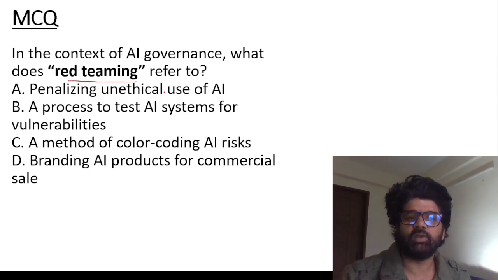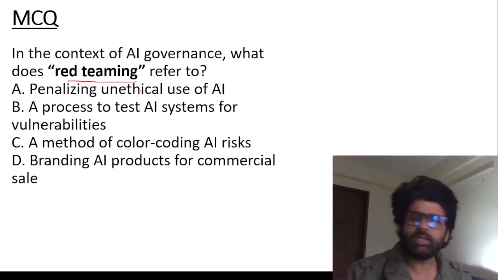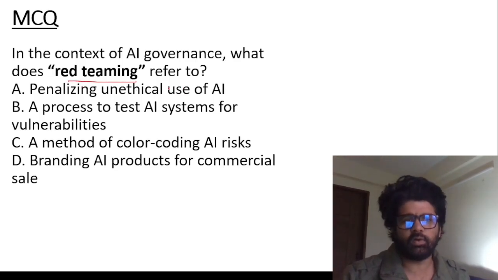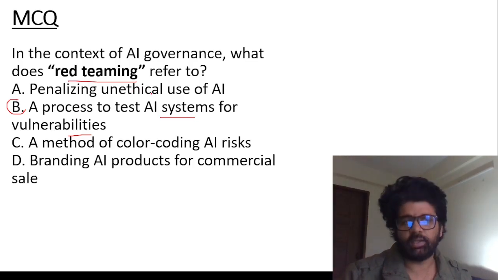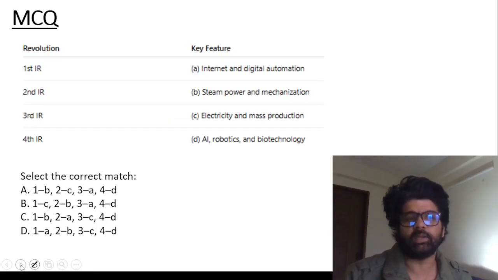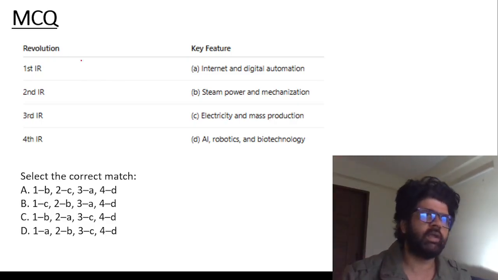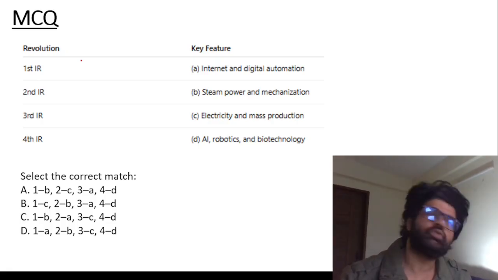What is red teaming? We have just discussed. Red teaming is not confined only to AI; it happens in other arenas also, and AI is no exception. It is a process to test AI systems for vulnerabilities. We try to break it so that we can make it better. If we can break it, so can hackers, right? So it's better that we break it and then fix it, rather than a hacker doing it.